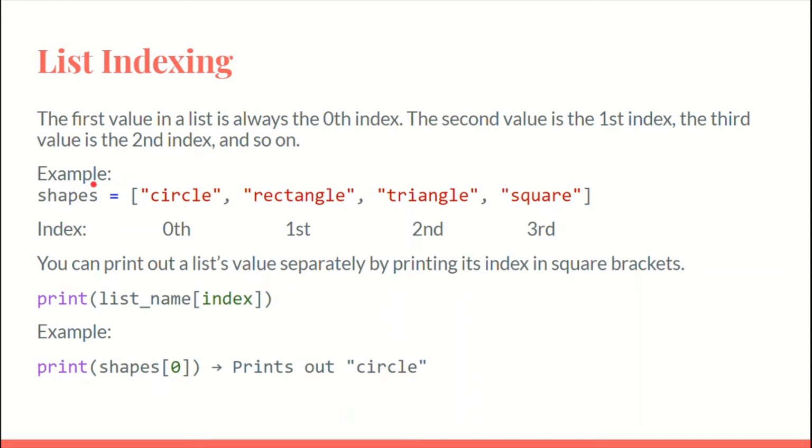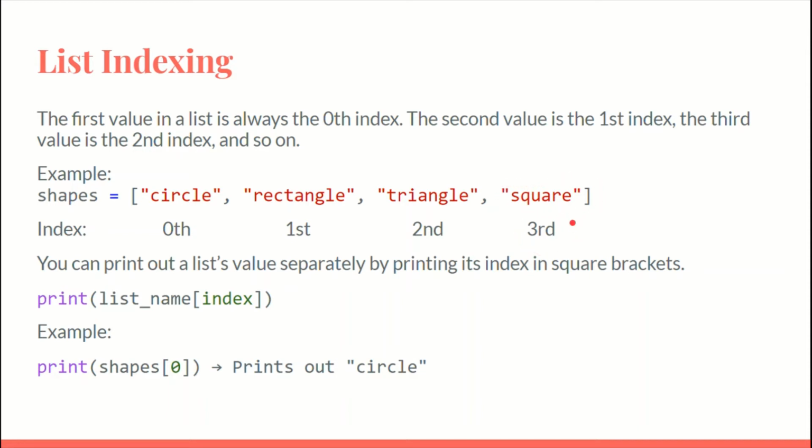So here I created an example of a list called shapes. So the first value, which is circle, is the 0th index because as we learned over here, the first value in a list is always the 0th index. The second value, which is rectangle, is the first index. The third value, which is triangle, is the second index. And the last value, or the fourth value, which is square, is the third index.